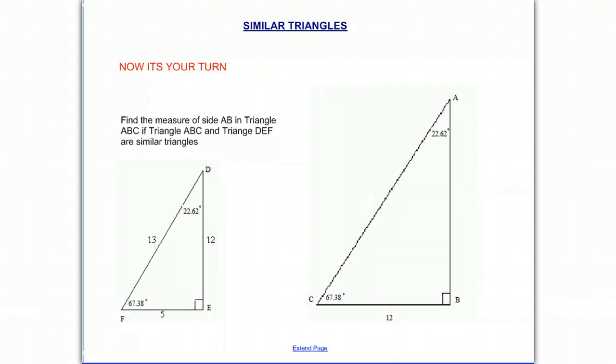So here's a problem. It says find the measure of side AB in triangle ABC. So we're looking for this side right here. If triangle ABC and triangle DEF are similar triangles. So what I want you to do is try to find side AB. And since we're at it, why don't you also, when you're finished, try to find side AC as well. So you're going to find side AC as well as side AB.